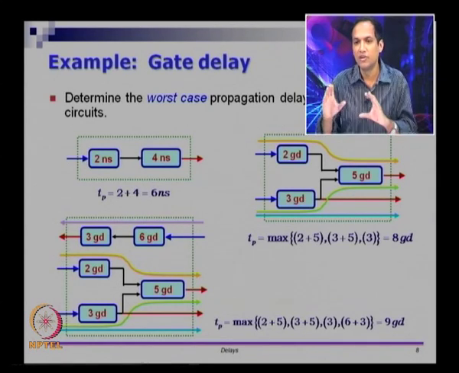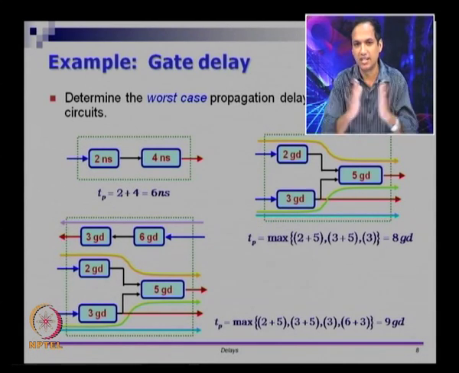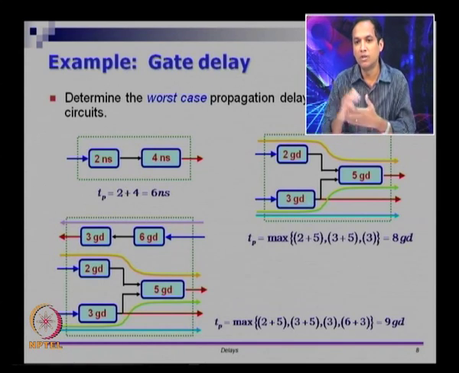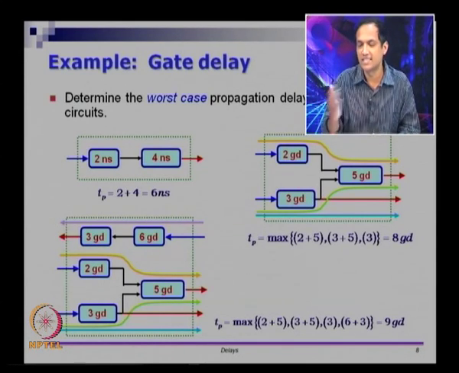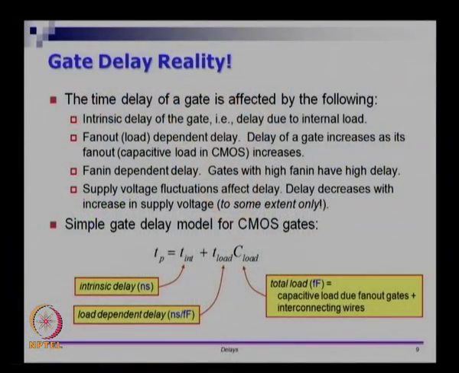So, this notion of waiting for 9 time units is necessary. This understanding that it will take so much time is necessary. We will look at the notion of timing analysis in a later video, but as of now, these are combinational circuits. So, if the gates have basic delays, you can calculate the delays of combinational circuits. In reality, gate delays are not so simple. The time delay of a gate is affected by various parameters.